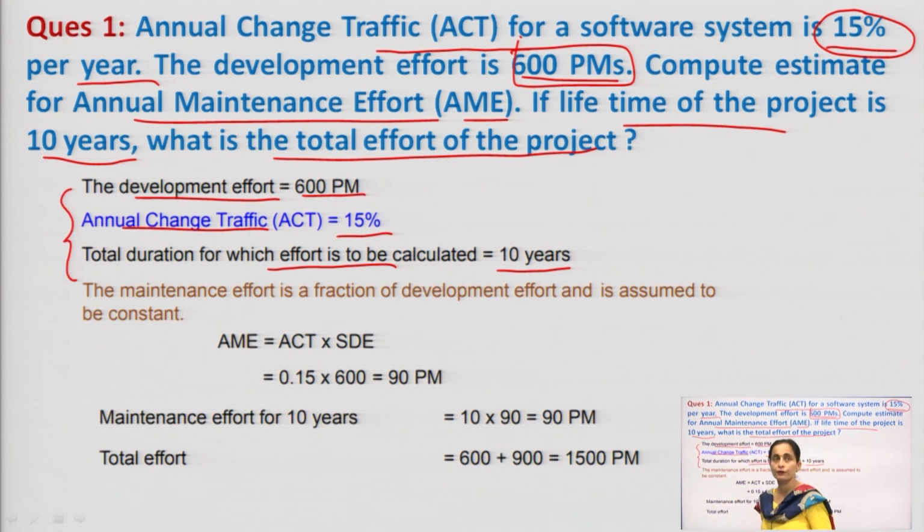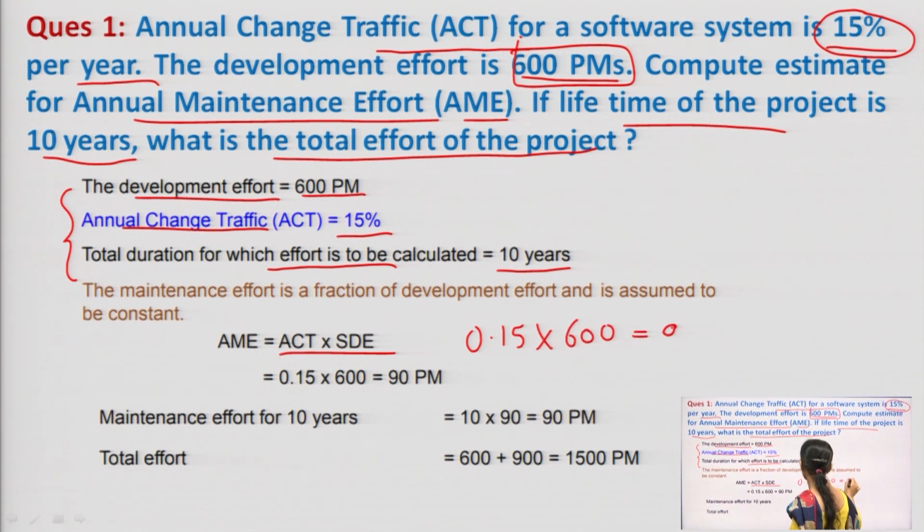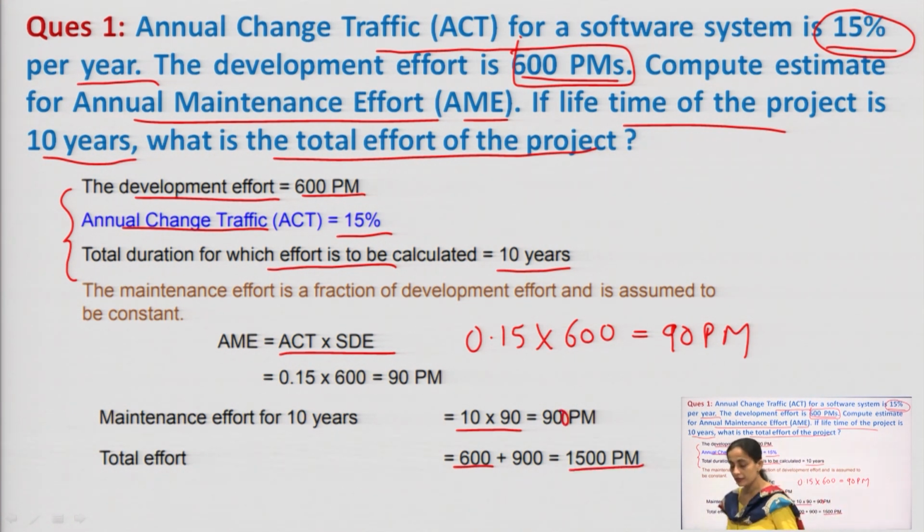Now, I have to calculate the AME, that is the maintenance effort. It is the product of ACT and SDE. So, 15% means 0.15, into 600, that comes out to be 90 person months. And now I want to calculate the effort for 10 years. So, this 90 will be multiplied with 10. So, my total effort comes out to be 600 plus 900, that is 1500 person months.